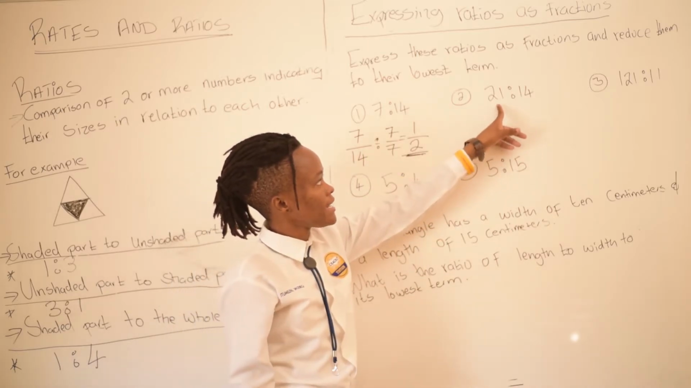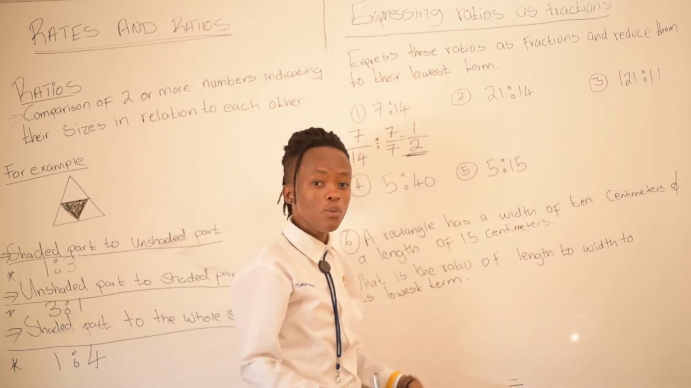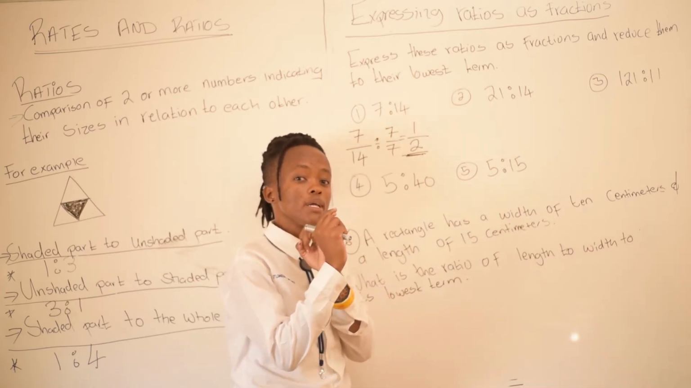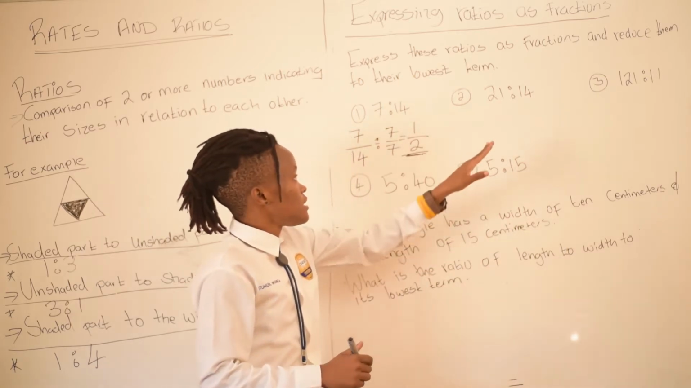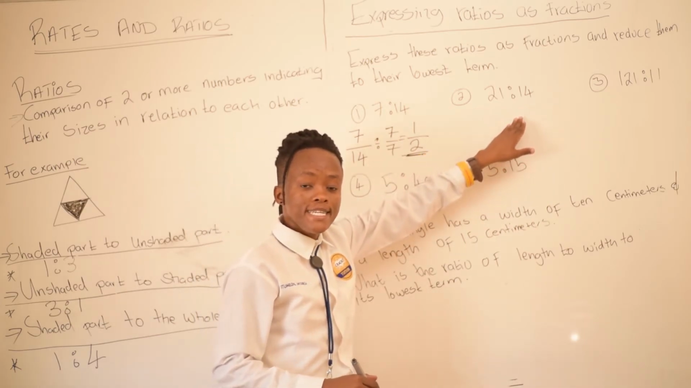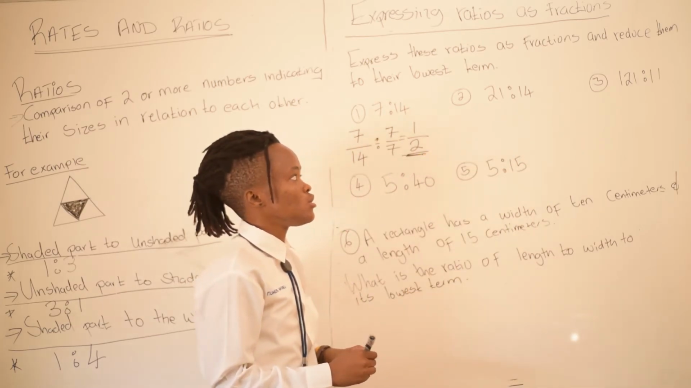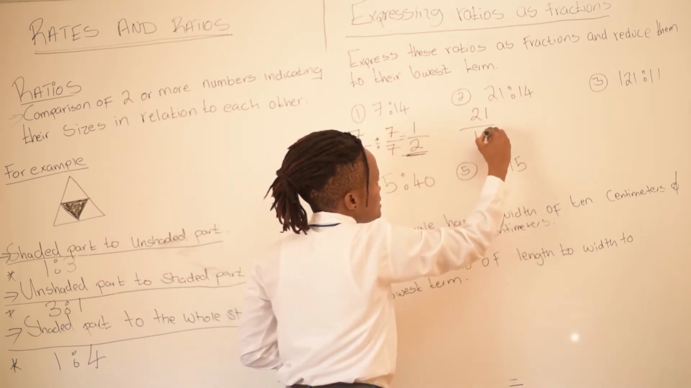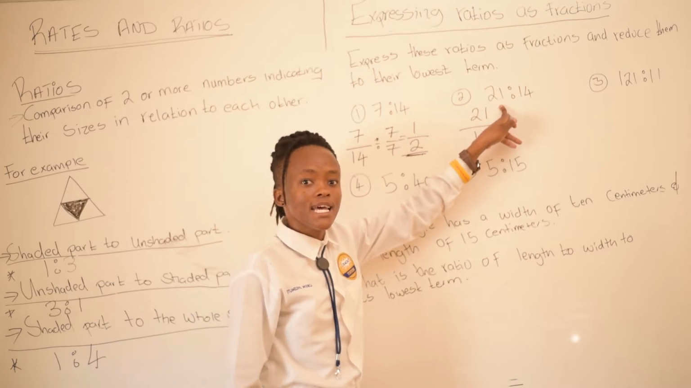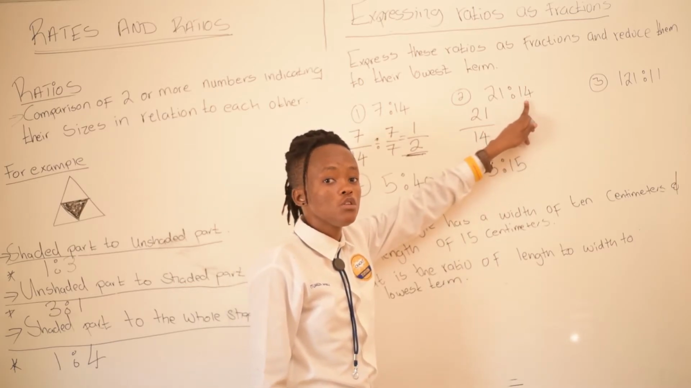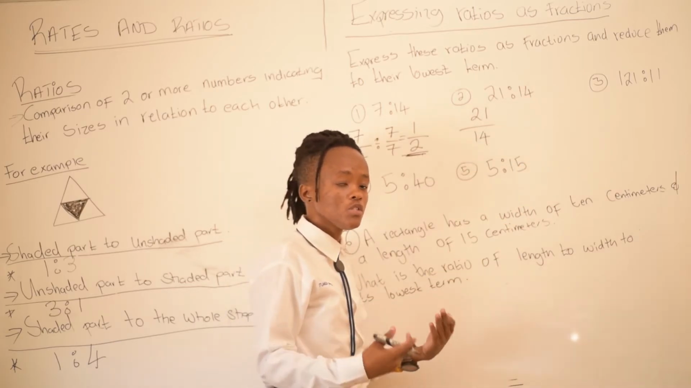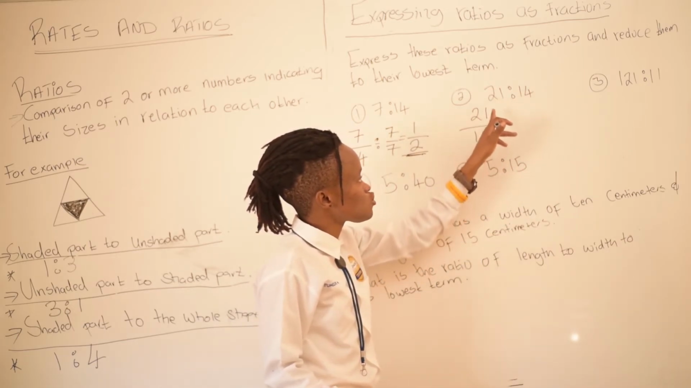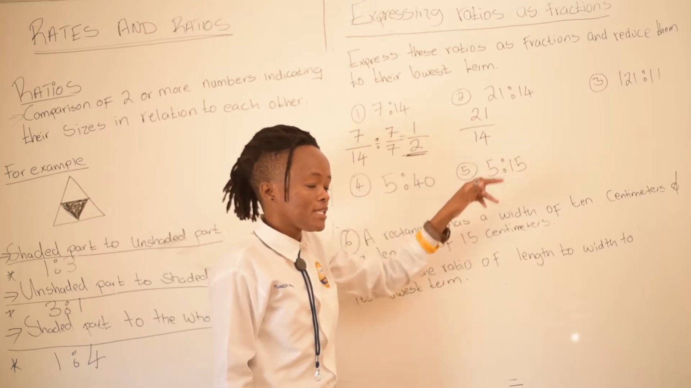We have 21 is to 14. So the first thing we have to do, we change it to a fraction and then what do? We reduce it. Let's change 21 is to 14 to a fraction. So it becomes 21 over 14. Always start with the first number. Don't take 14 and say 14 over 21 because you see 21 is larger than 14. No, take the one that starts. So it becomes 21 over 14.